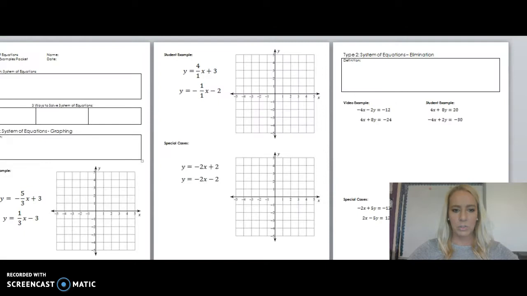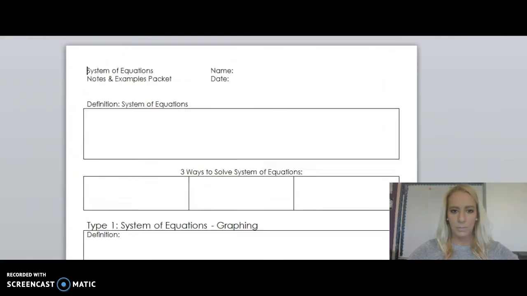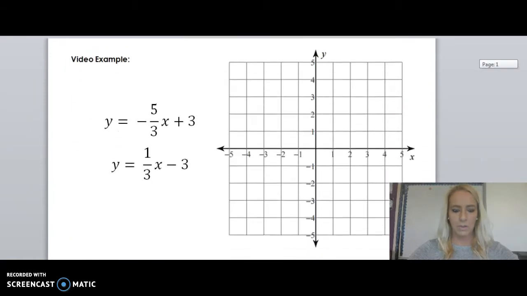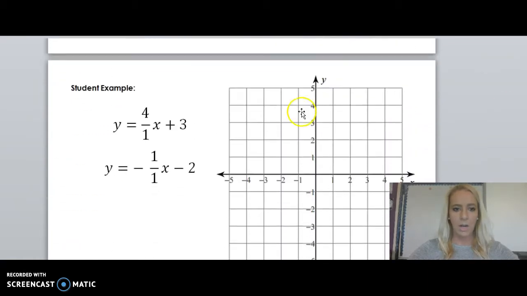Now what I want you to do is try the student example on your own. These notes should be filled out. And then I want you to try the student example. Again, if you can recall from our previous units, this is your slope. And this is your y-intercept, meaning where the line crosses the y-axis.